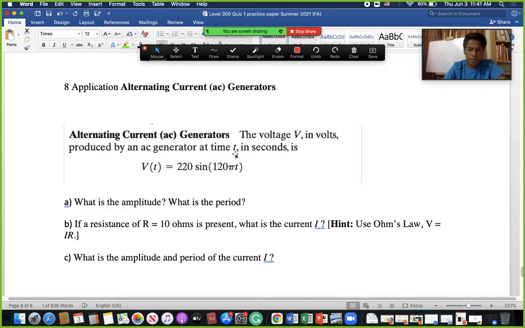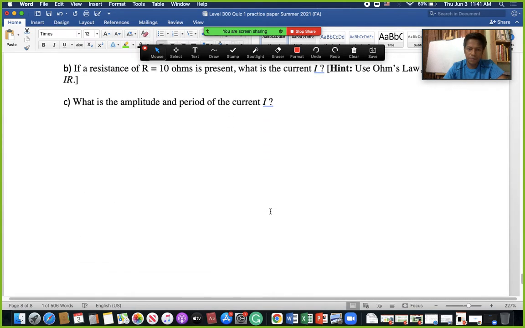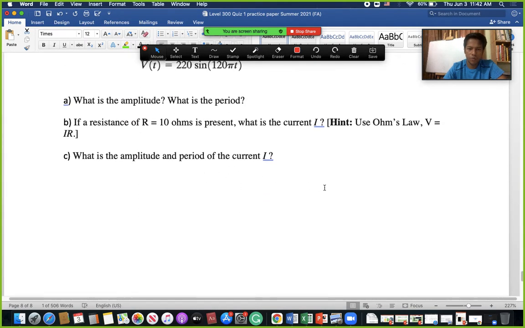The last maths here is alternating current related. The voltage function is given. What is the amplitude? You can see the amplitude here. What is the period? We have to find it from here, which is 2 pi divided by omega, because T equals 2 pi divided by omega. Omega is 120 pi, so you can find it from here. Resistance R equals 10 ohms is given. You will have to find out I from the new function. You will have to find out the period and the amplitude from the new function of the current.